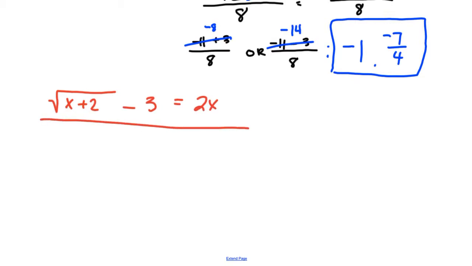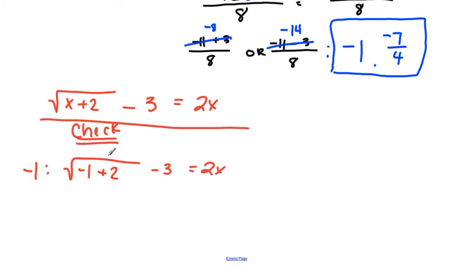Okay, so now we need to check. So checking negative 1, we have the square root of negative 1 plus 2 minus 3 equals 2x. 2 minus 1 is 1. So now we have the square root of 1 minus 3. The square root of 1 is 1. 1 minus 3 is negative 2. 2 times x is negative 1. 2 times negative 1 is negative 2. Does this match? It sure does. So therefore, negative 1 is a solution.